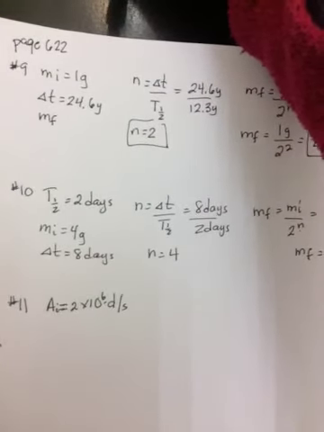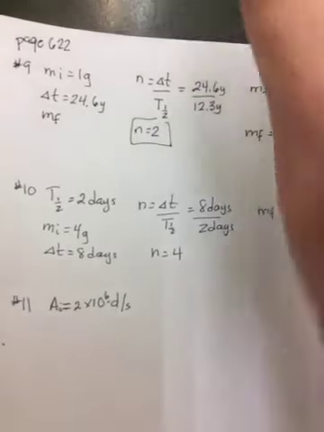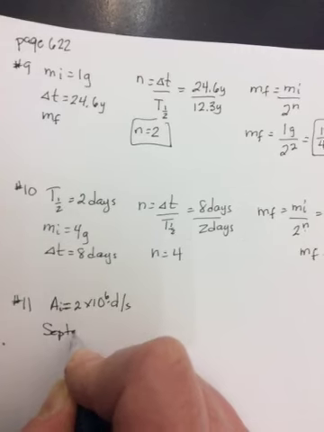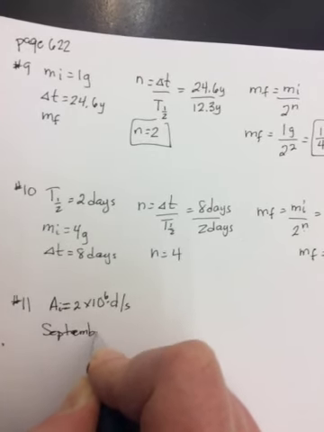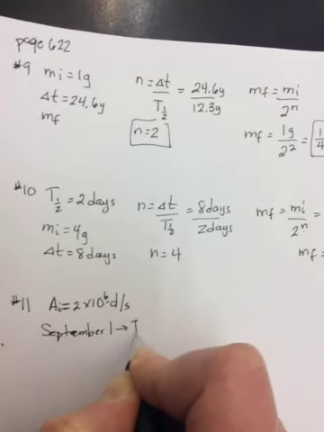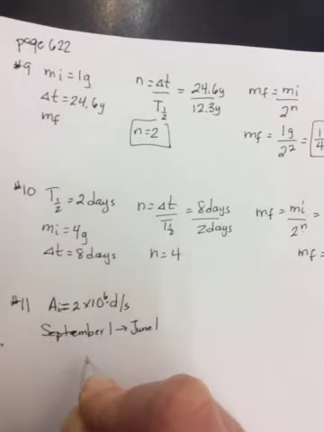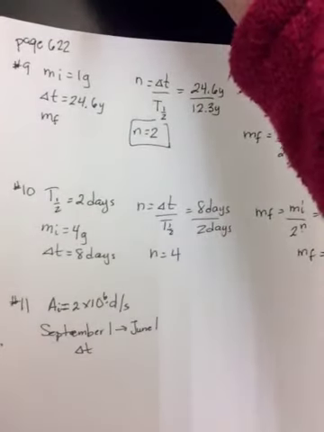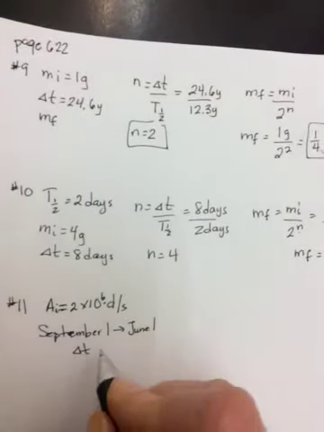The sample is used in an experiment on June 1st. Seriously? So we're going from September 1st to June 1st. So the hard part of this question is figuring out the delta T. And it wants to know what activity can be expected.